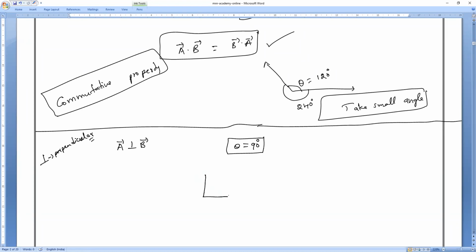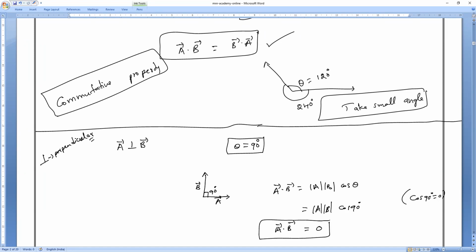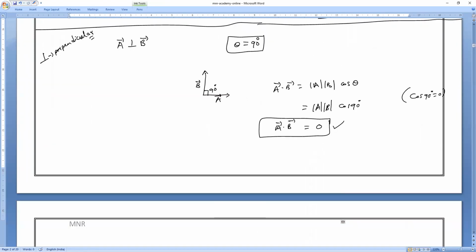Now see the product of two vectors whose angle is 90 degrees. Let this be vector A and this be vector B. Let me find the product of the two vectors. It is mod A mod B cos theta. Cos theta is cos 90, and we all know cos 90 is 0. So if any two vectors are perpendicular to each other, their product is equal to 0. That is what you have to remember.